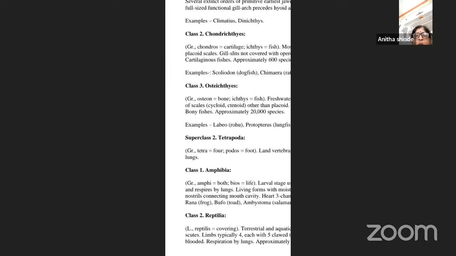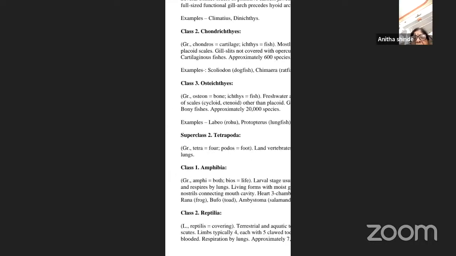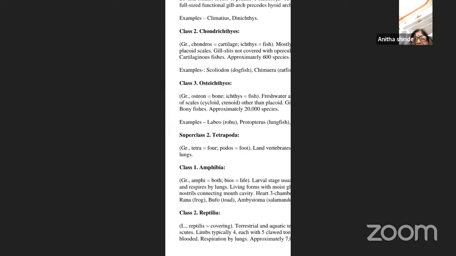Then class 2 includes Reptilia. They are terrestrial as well as aquatic tetrapods. The skin is dry, covered by epidermal horny scales or by scutes. Limbs are 4, each with 5 clawed toes. Skeleton is bony. Heart is incompletely 4-chambered. And they are cold-blooded. Respiration occurs by means of lungs, and it includes about 7,000 species.